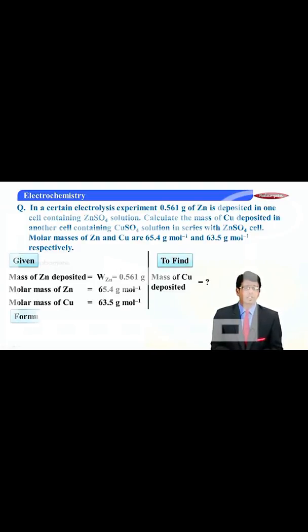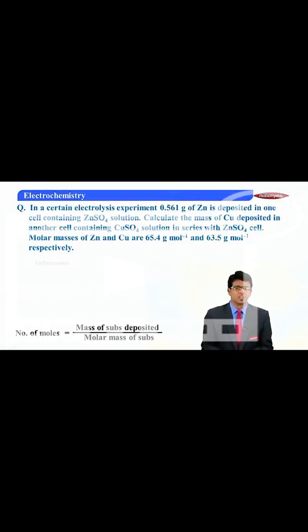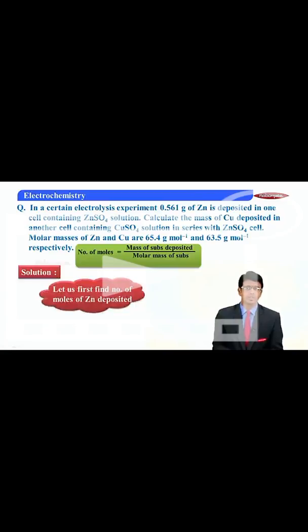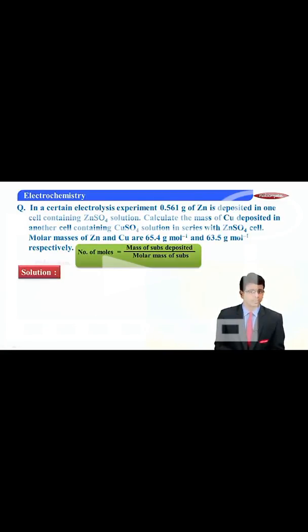And to find the mass, we know the formula from the number of moles, right? So number of moles is nothing but mass of substance deposited upon molar mass of the substance deposited. So here we know the molar mass of copper. So if we find the number of moles of copper, we will be able to find the mass of copper deposited, isn't it? So here this is the formula we should be using. But for finding the number of moles of copper, we need to use the formula for Faraday's second law of electrolysis, right? So here in the solution, first we need to find the moles of zinc deposited, okay?